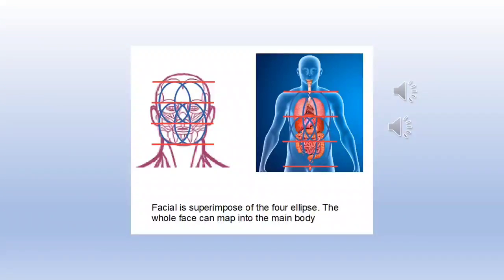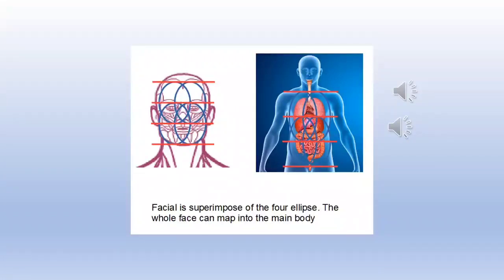Now, this is the important picture to match the whole face to the whole body. The face is also superimposed on the four ellipses. It's not two ellipses, it's four ellipses on the face, so that our whole face can map to the whole organs. Study this carefully. This is a very important diagram.